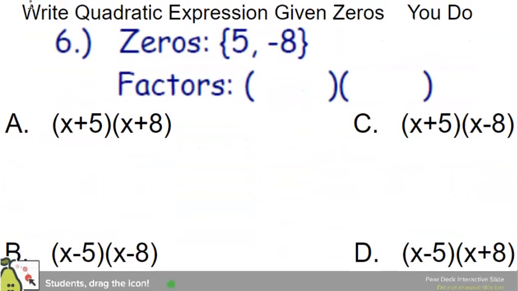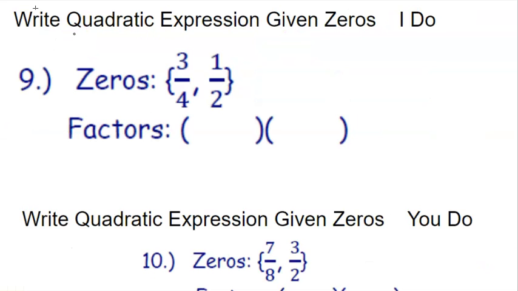Okay, now you do this one. Drag the icon over the correct answer choice. You're given the zeros 5 and -8. What factors would this be for? Write quadratic expressions given zeros.